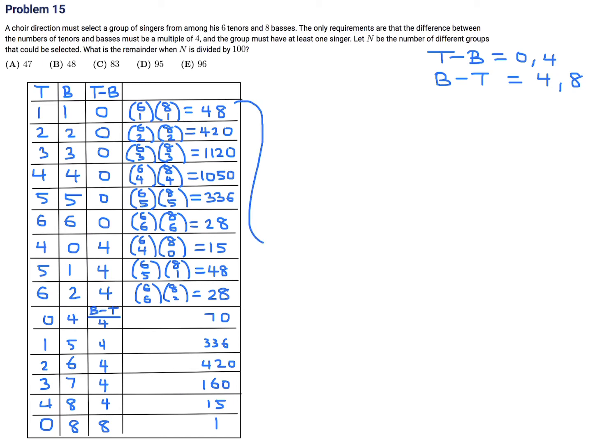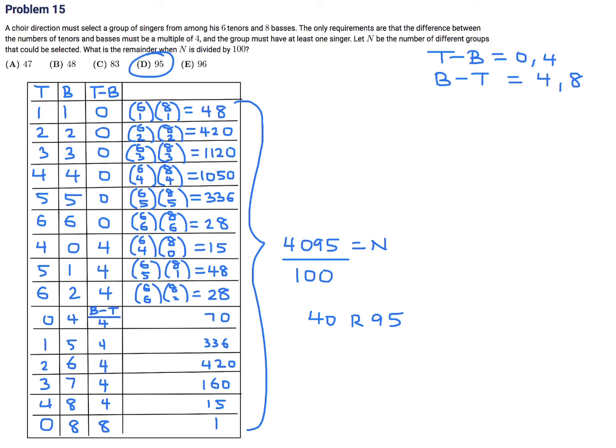And then in the end, you have to add up all those numbers. And when you do, you get 4095. And that is basically the value for n. And they're saying that when you take that and divide by 100, what is the remainder? Well, it looks like it will be 40 with a remainder of 95. So number 15, the answer is D.